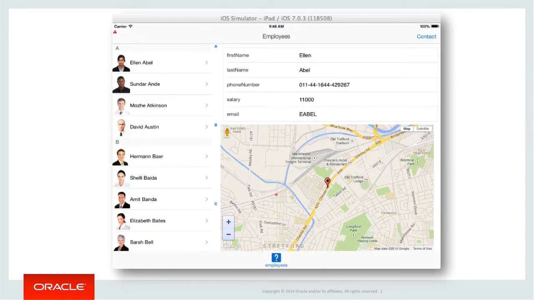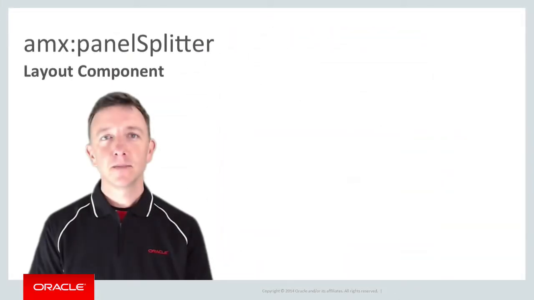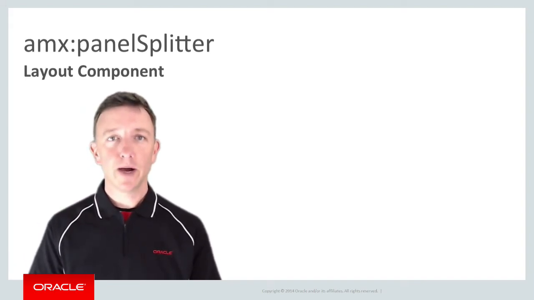Returning to our application, what other layout components do we require? To separate the list from the content on the right, we can use something called a panelSplitter. A panelSplitter component, as the name suggests, splits our page into two parts.